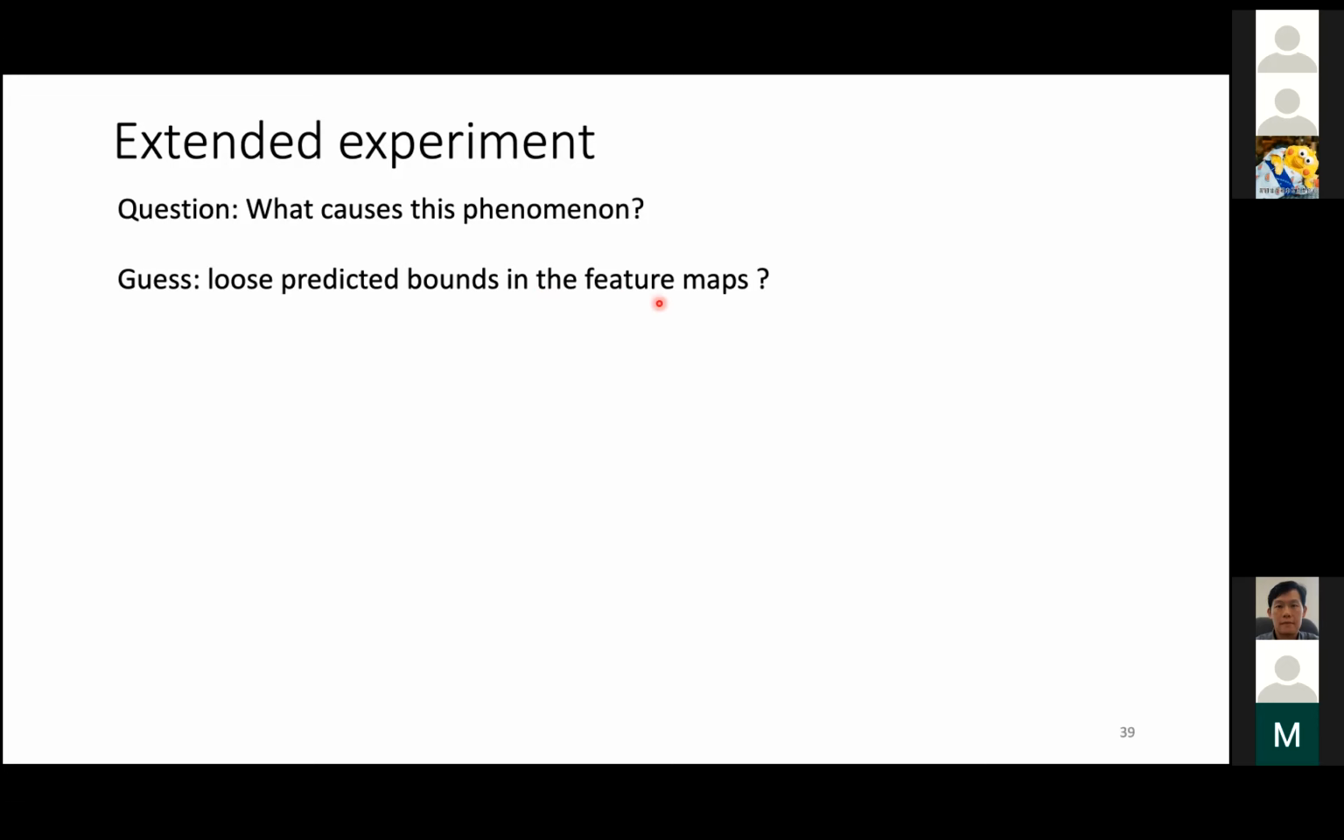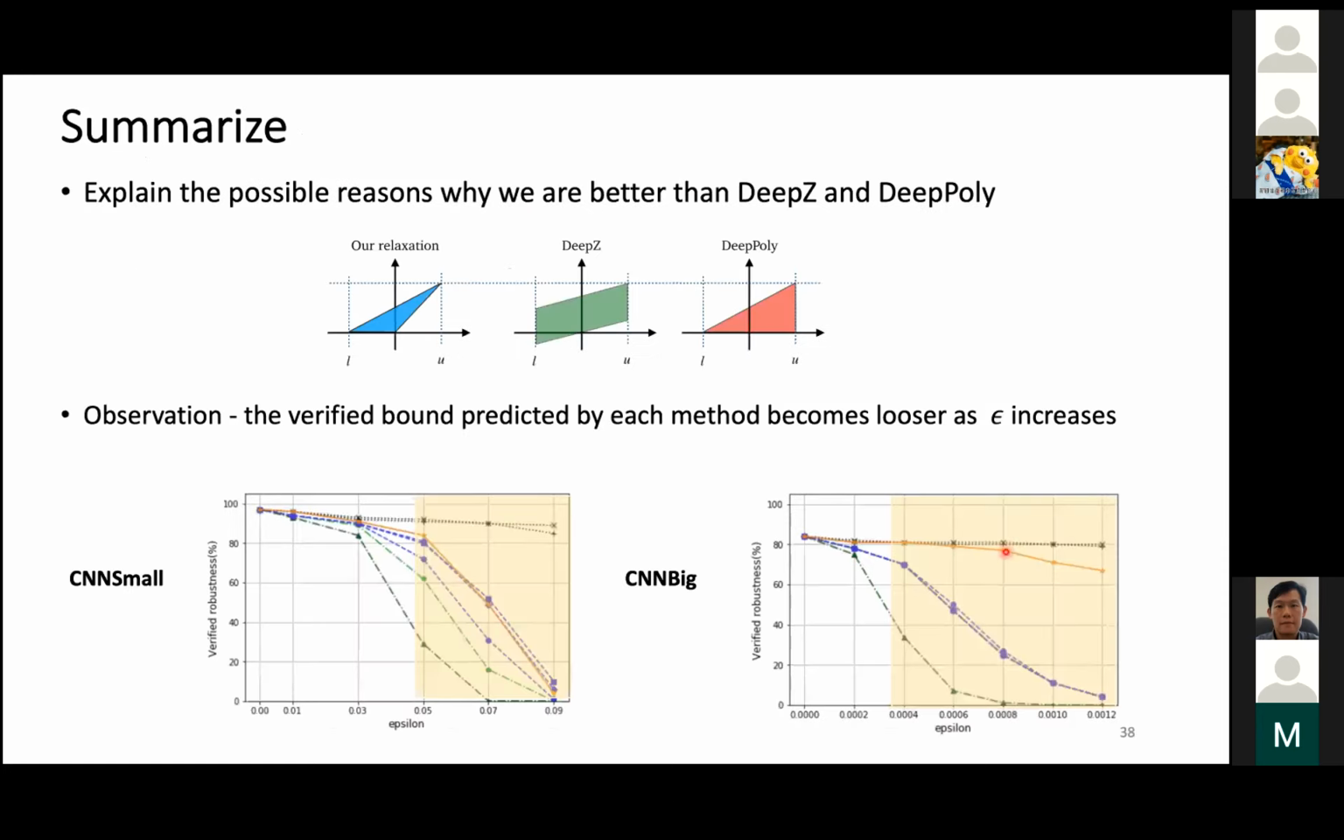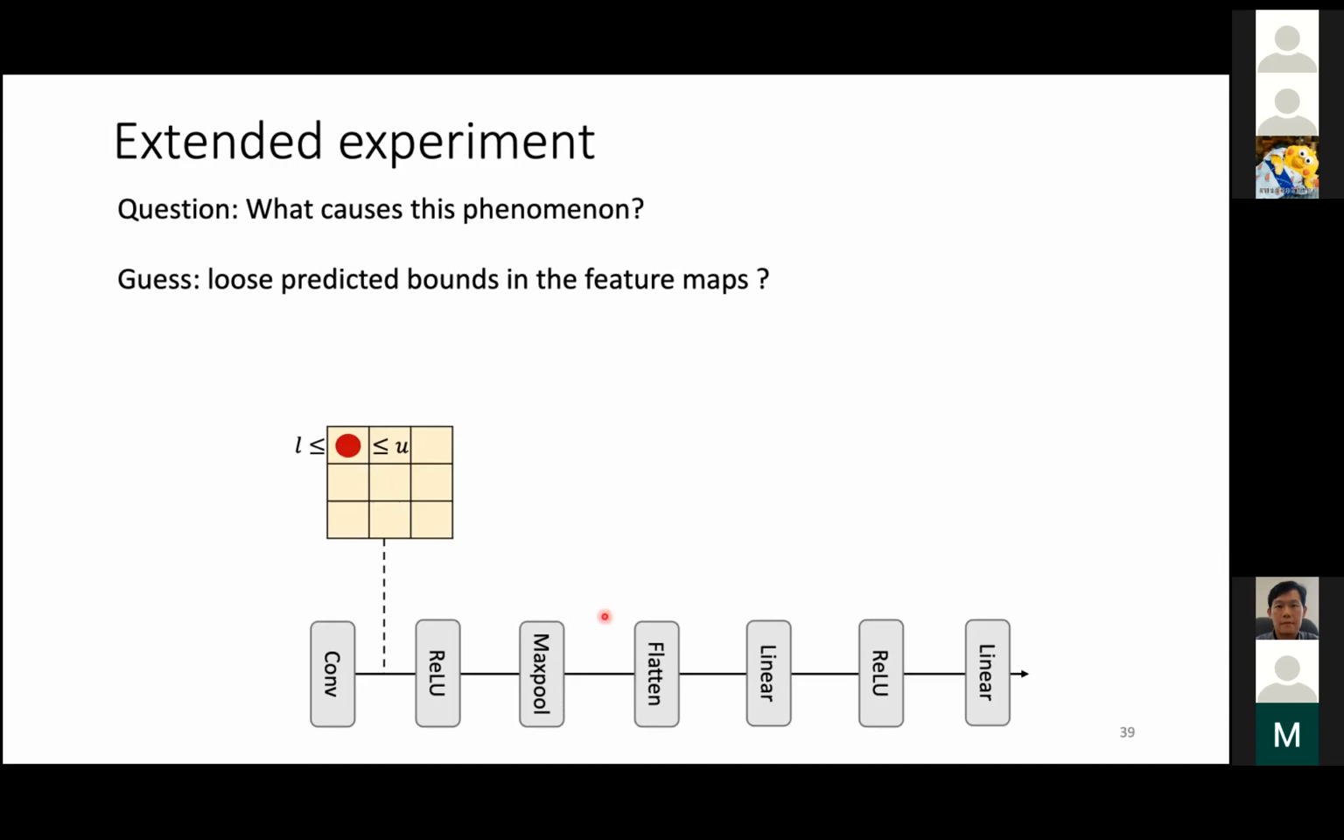So what are the predicted bounds here? You can see these figures. If we feed the input map, we can get the virtual map after each operation. We need to know the nodes' upper bound and lower bound, because this information is necessary for us to execute our dual network. So we think that if these predicted bounds are loose, they may influence the results I said on this page. It's just a guess, so we have to verify it.